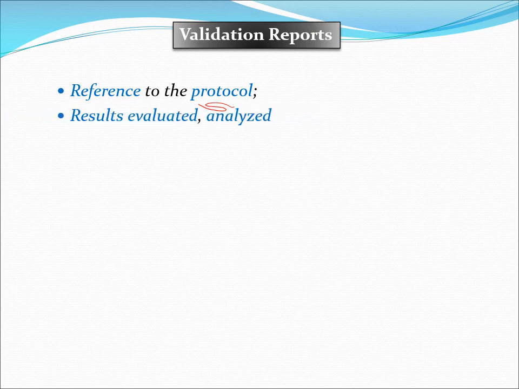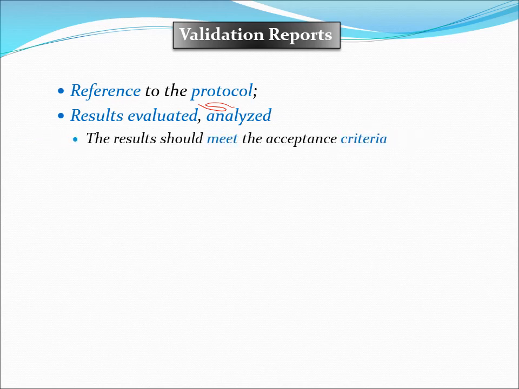The last document that describes validation is a validation report, and every report should be connected to a protocol. So you should have a protocol for the tablet machine validation, and you should also have a report for the tablet machine, and both are connected together. In the beginning, you should mention in the report that this report is connected to or refers to that protocol. You have to write your results and evaluate them, like results and discussion in any research.